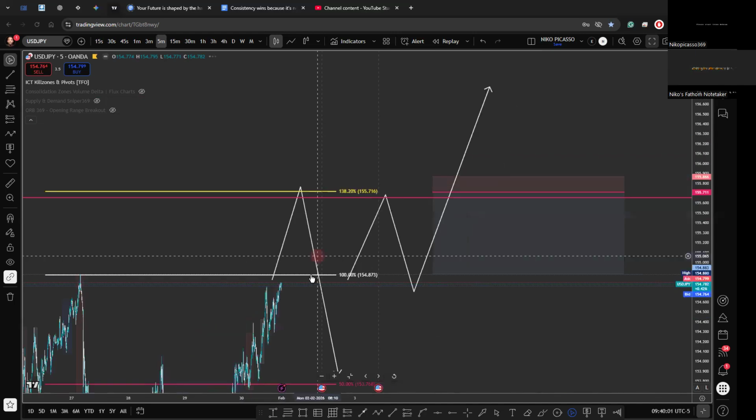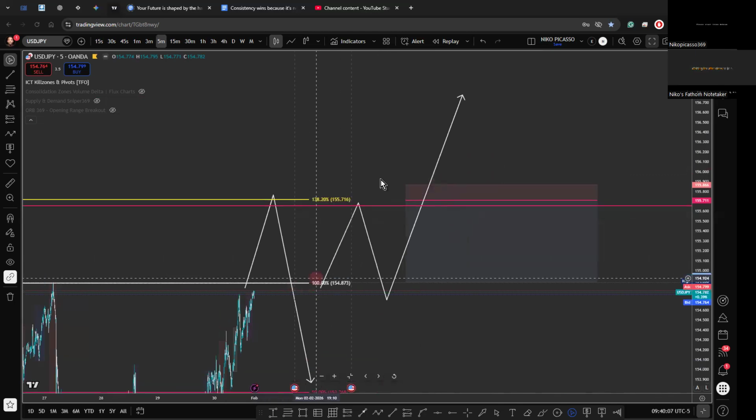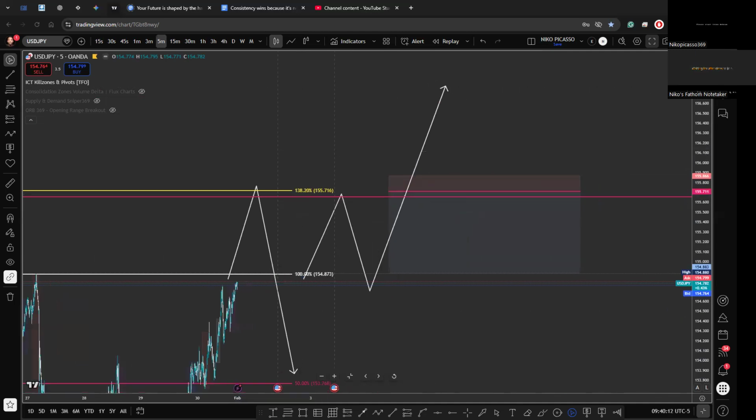And like I said, if they respect the 100 level and they fail to break aggressively and go lower, then it's very likely that their intention is to revisit this area and potentially go higher. So yeah, okay, so hopefully that helps.